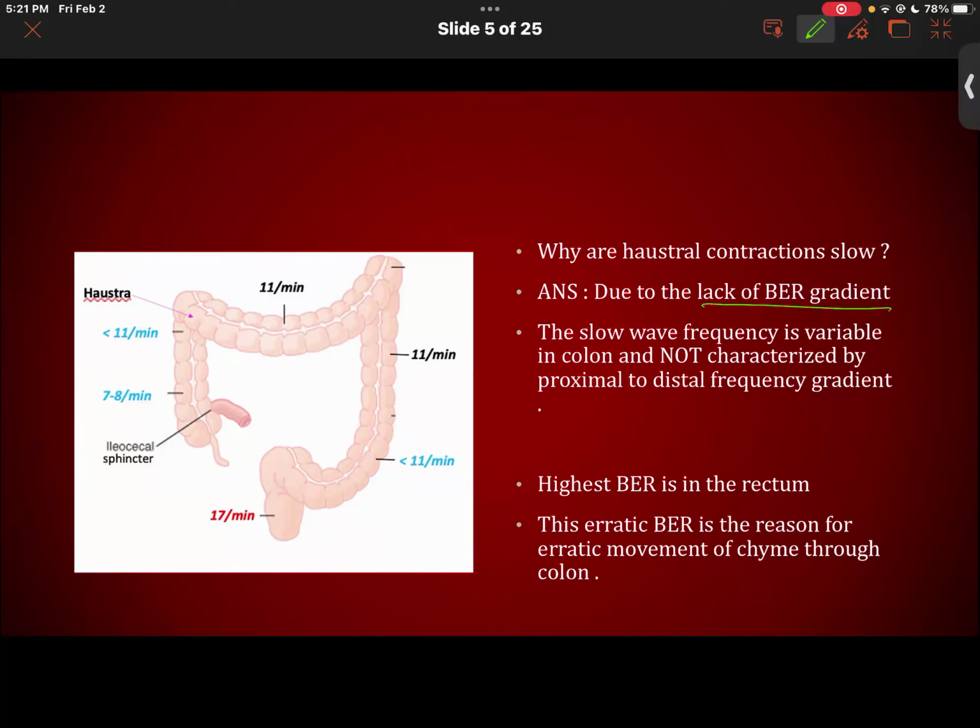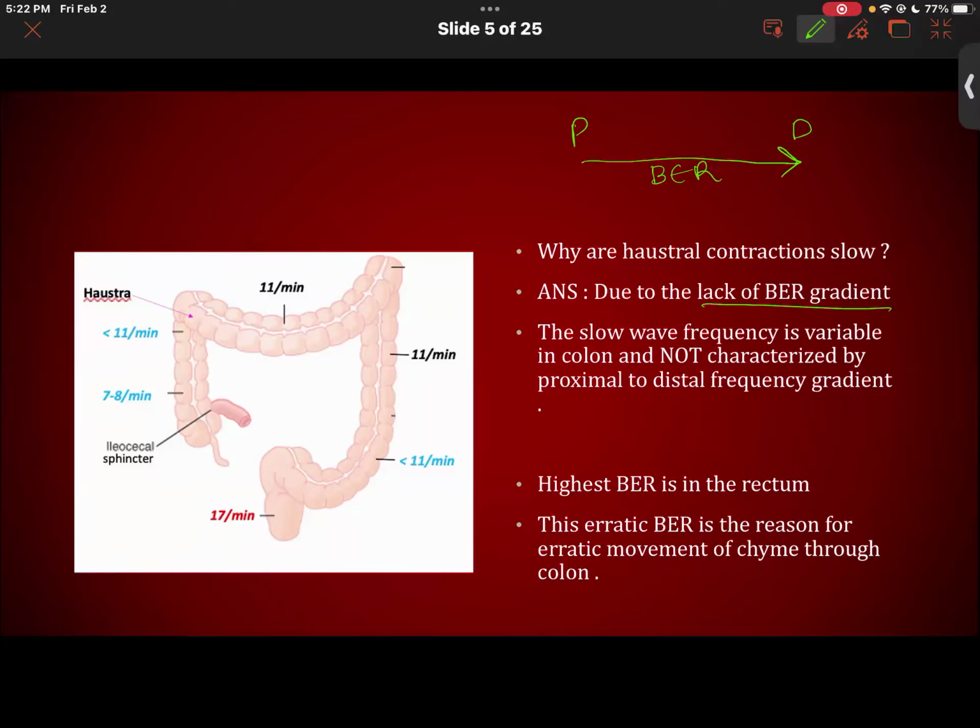So the slow wave frequency, which is obviously due to the basal electrical rhythm, is variable in the colon and not characterized by a proximal to distal frequency gradient. So usually what happens in other parts of the gastrointestinal system is that the basal electrical rhythm is highest proximal and then least distal. This allows for a flow. So let's say this is proximal and this is distal. The basal electrical rhythm would cause the contractions in such a manner that whatever the content was in the lumen would move distally.